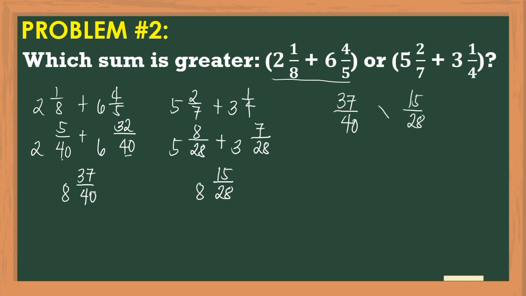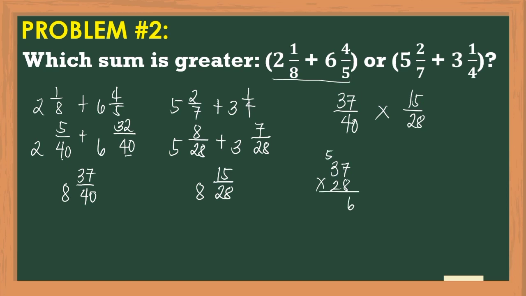So, i-cross multiply po natin sila. Okay. So, 37 times 28. I-multiply natin po yun. 37 times 28. So, 7 times 8, that is 56.